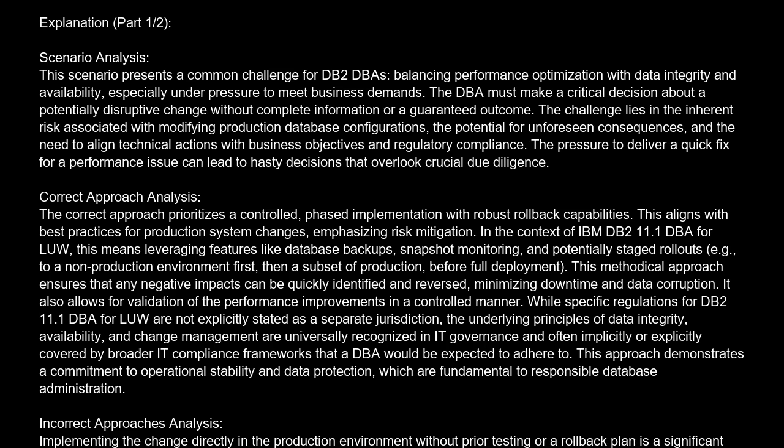This aligns with best practices for production system changes, emphasizing risk mitigation. In the context of IBM DB2 11 DBA for LUW, this means leveraging features like database backups, snapshot monitoring, and potentially staged rollouts, e.g., to a non-production environment first, then a subset of production, before full deployment. This methodical approach ensures that any negative impacts can be quickly identified and reversed, minimizing downtime and data corruption. It also allows for validation of the performance improvements in a controlled manner.